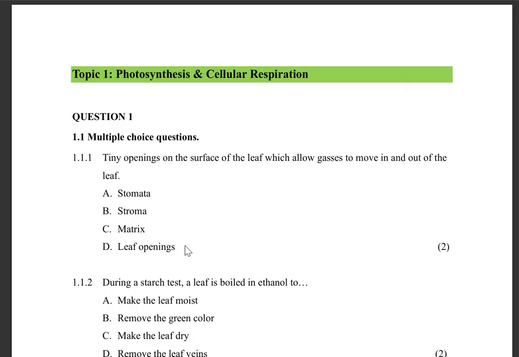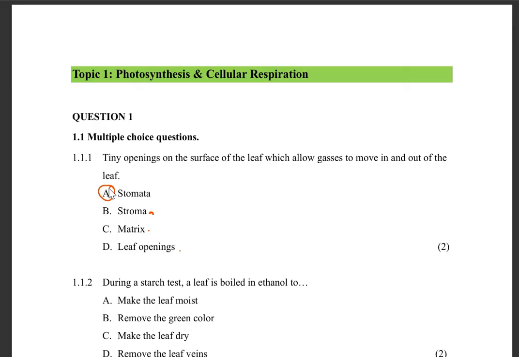So I normally start by eliminating the obvious incorrect answers. But I think Lana, all other 3 options are really incorrect. The stroma is incorrect. The matrix is incorrect. Leaf openings are incorrect. So the correct terminology here for the tiny openings that we find on our leaves, which will allow gases to move in and out of the leaf, is the stomata.